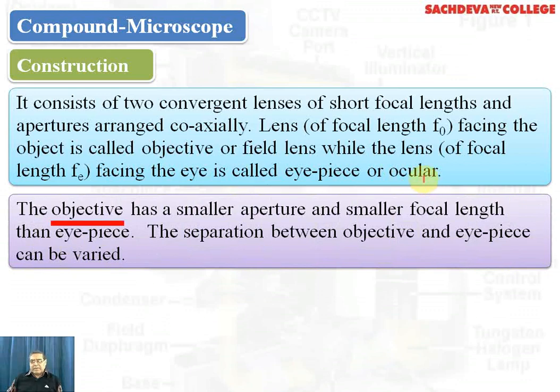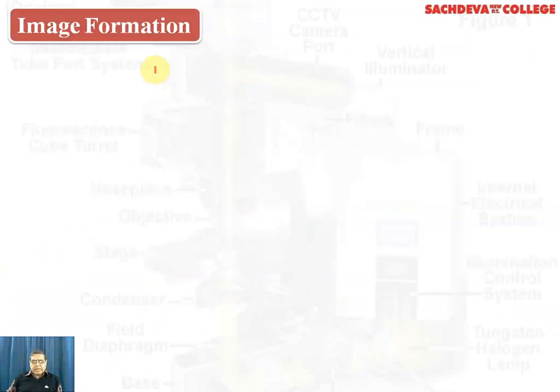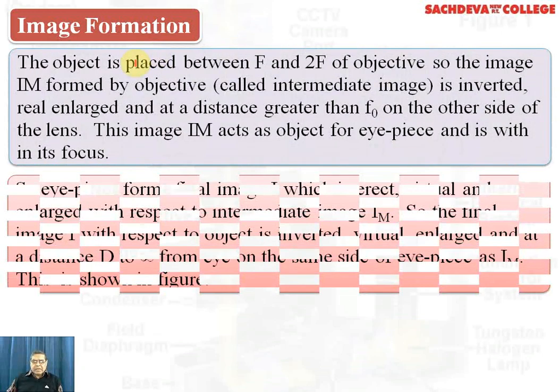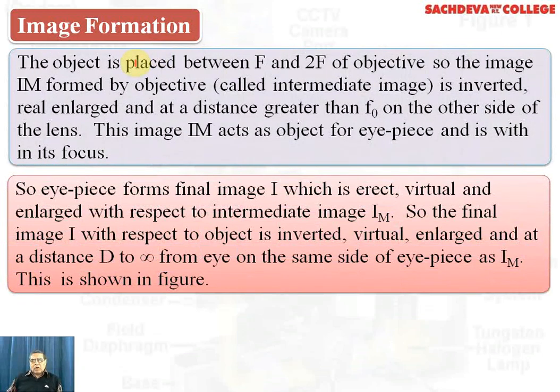Now the objective has a smaller aperture. Smaller aperture means that it has very little curvature and a smaller focal length. So the objective focal length is less than that of the eyepiece. Eyepiece means ocular. The separation between the objective and the eyepiece can be varied. Now the image formation: we can see it like this. The object is placed between f and 2f.